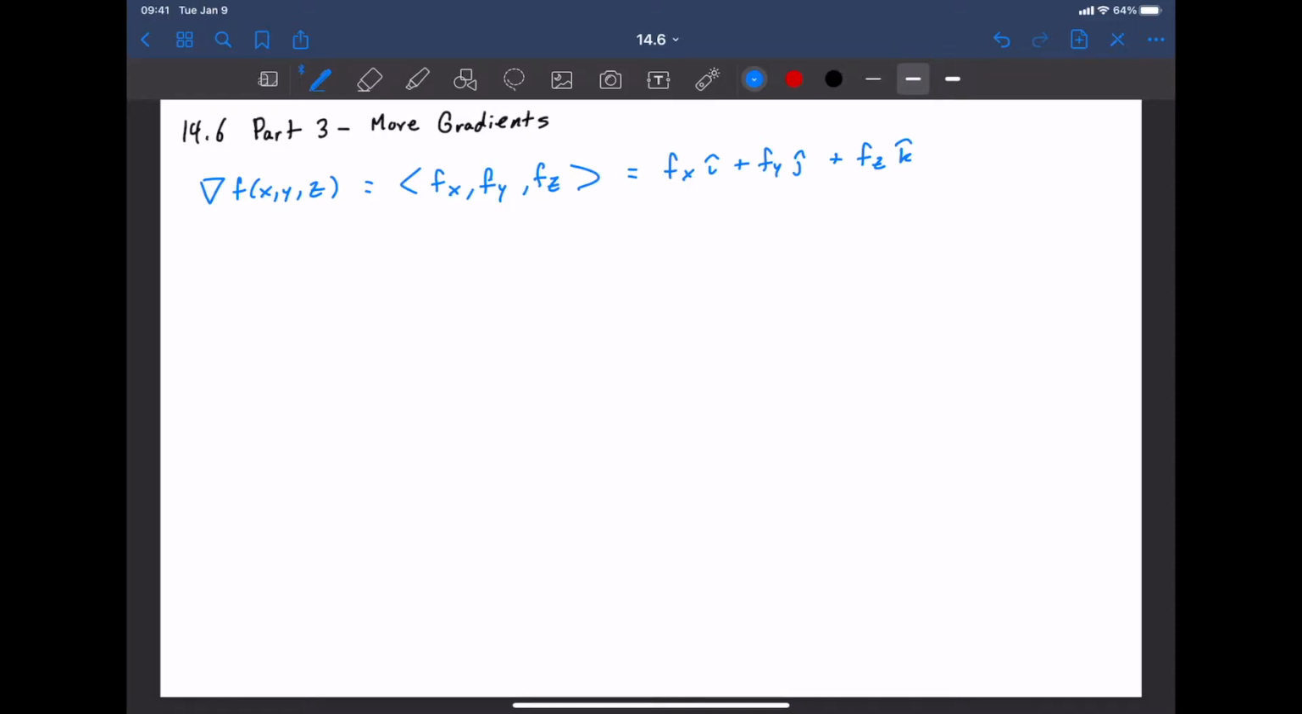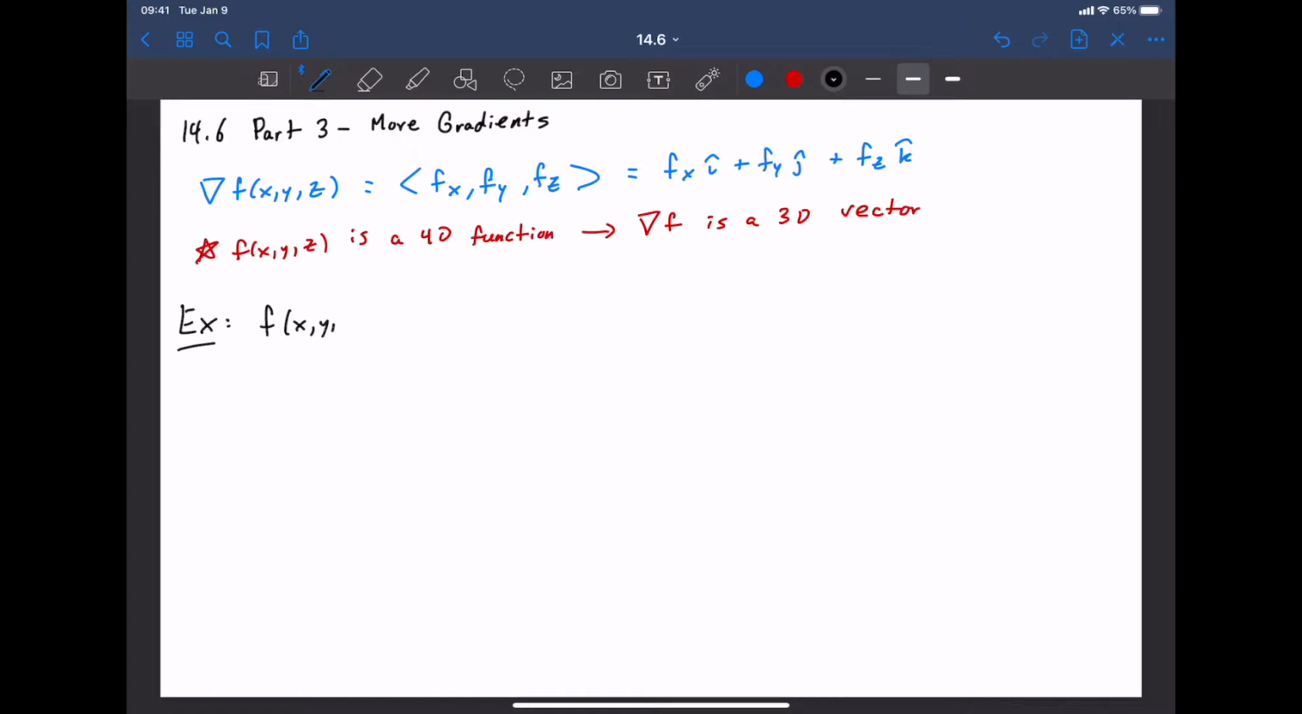Notice again, f of x, y, z is a 4D function because we need one for the output, and it gives rise to the gradient of f, which is a 3D vector. Now, it's a vector function. Thinking about chapter 13, perhaps it's a very important vector function, and that's why you might see it a lot once we get to chapter 16. So, a brief example of this.